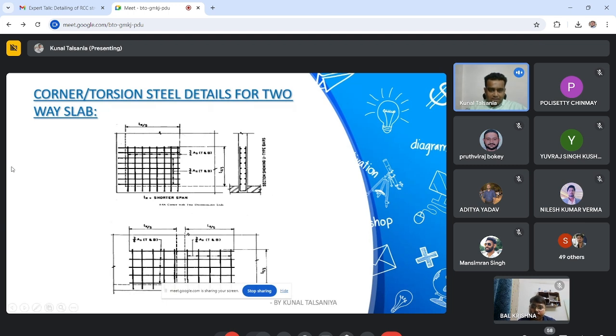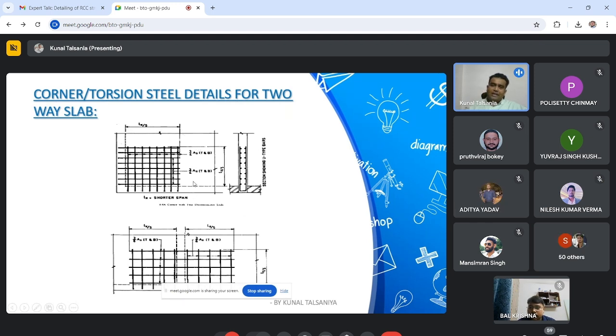So this is one edge, this is one edge, this is a discontinuous edge, this is a discontinuous edge. So both edges are discontinuous, and when both edges are discontinuous, you have to provide corner steel this way. You can provide CPR type reinforcement for this, and the extent is Lx by 5 and Lx by 5.